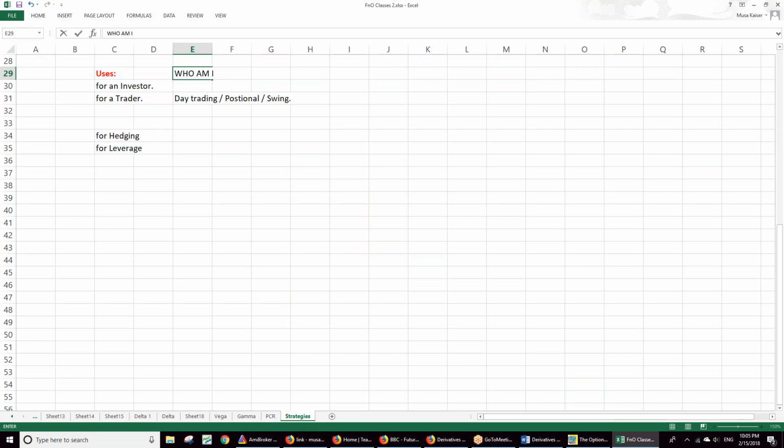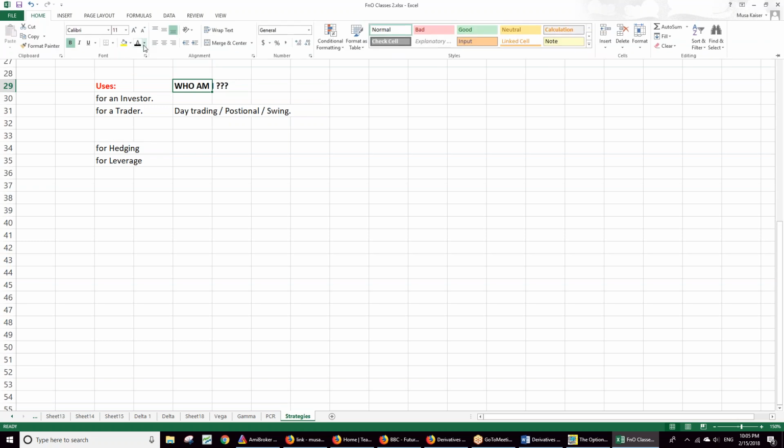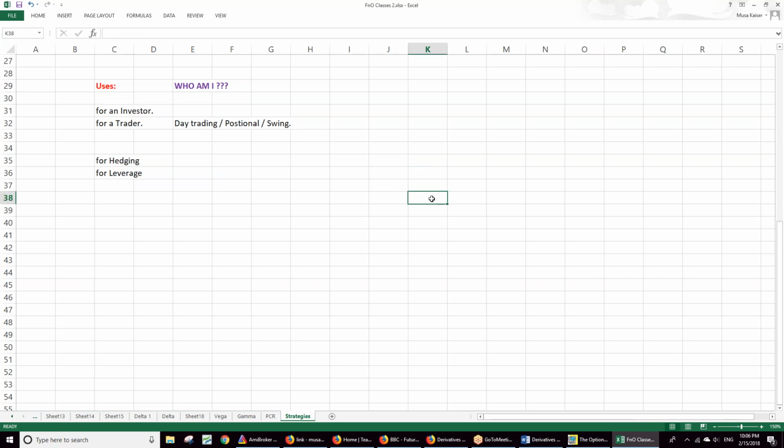Who am I? Are you a speculative trader, right? Who likes to take high risk? And of course, we all really like the idea of making lots of money in a short period of time. But really, who are you, right? Are you really an investor? Are you a trader? Again, you could subdivide each one of these into more categories. Are you a person who's hedging or using leverage?